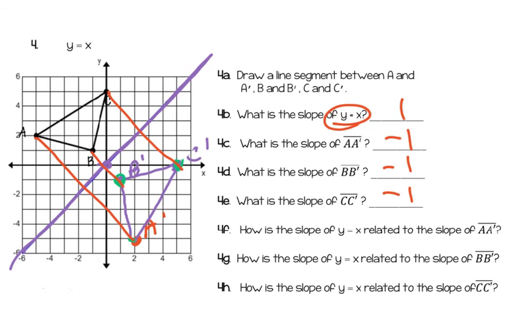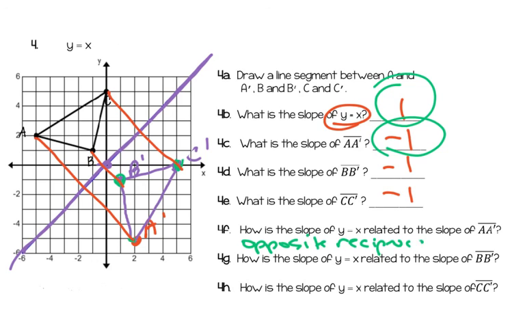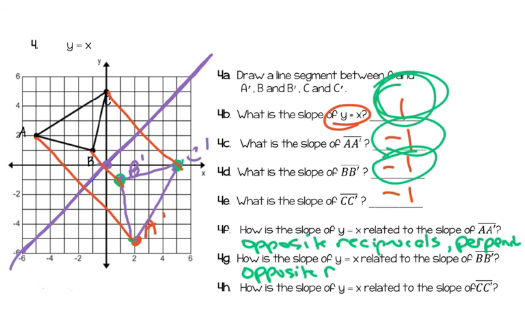So how is the slope of y equals x, that's this one, related to this slope? And we're going to say opposite reciprocals. And then we're going to say perpendicular. I'm running out of space. Okay, so perpendicular. How is the slope of y equals x, so that's this one, related to B prime? Same exact thing. Now, I'm asking you the same question, but I want you to write it again. I want to emphasize, give your brain a chance to understand that it's the same thing.